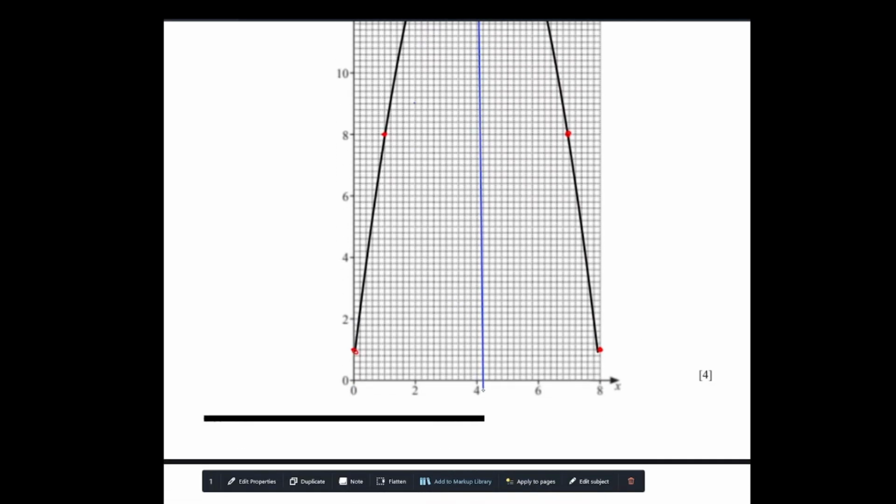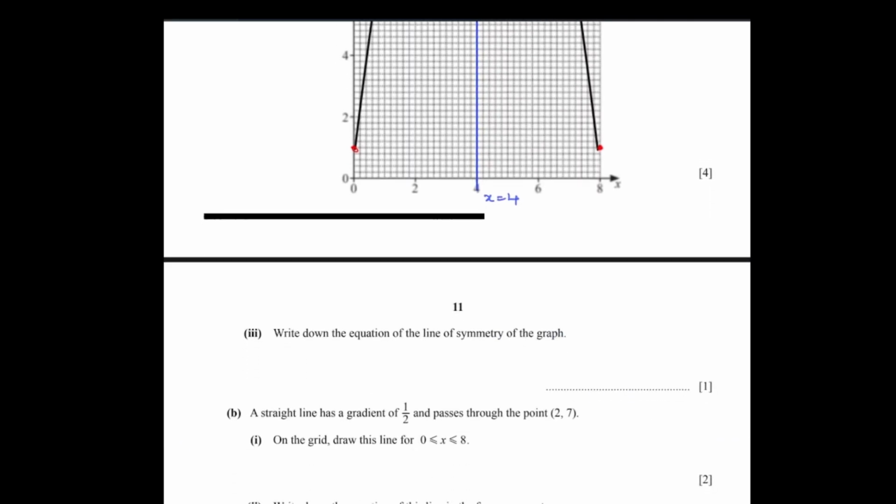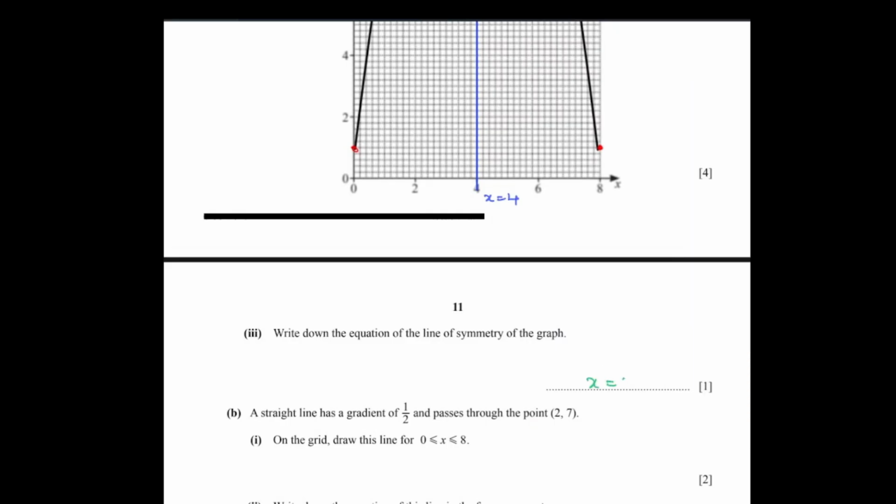So this passes through 4. So this line, the equation is what? x is equal to 4. So write this as an answer here. x is equal to 4.